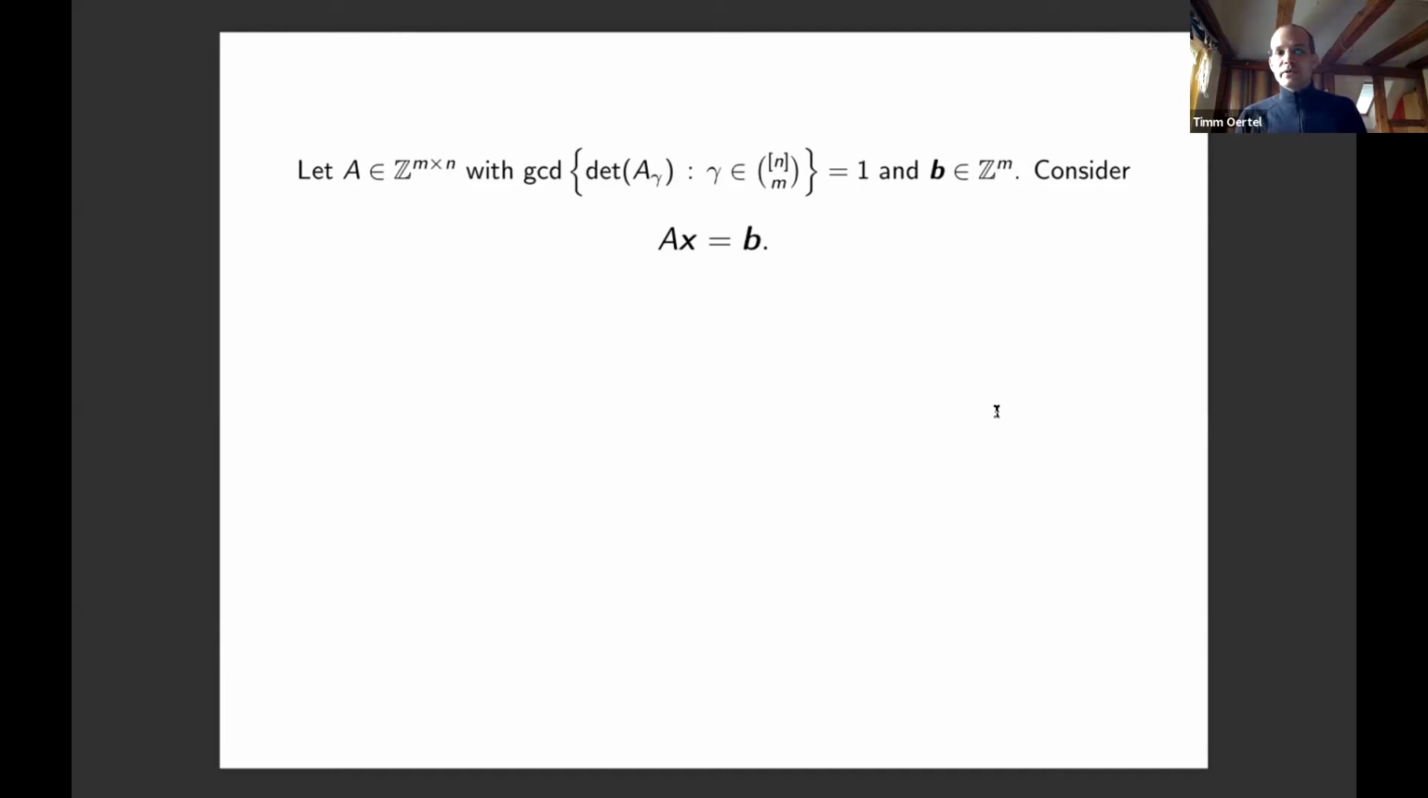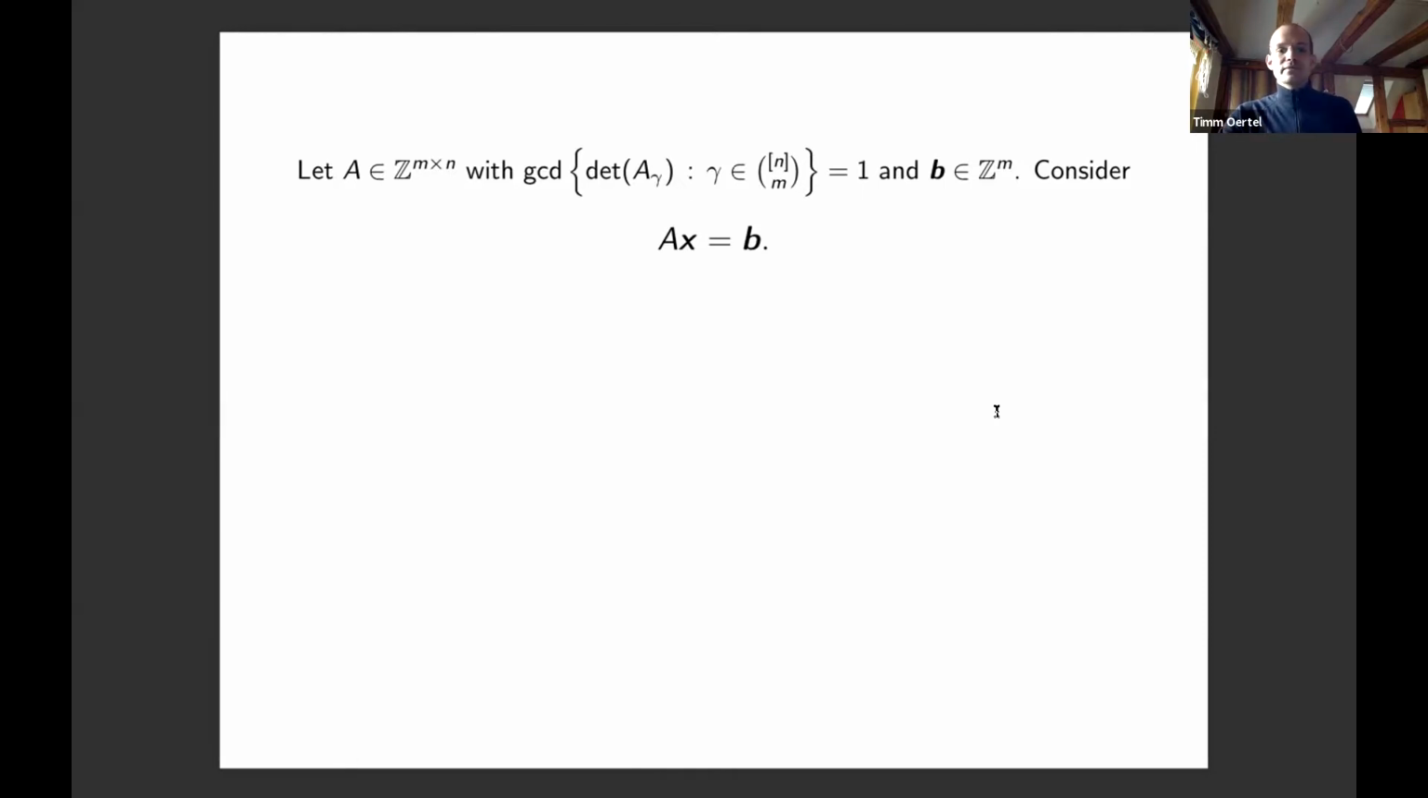And then I just want to impose the one additional assumption that if I look at all the minors of my matrix A, I want to assume that their GCD is simply equal to 1. This is actually not a big assumption. It just makes my life easier and maybe also your life a little bit, but it's not a big setting.